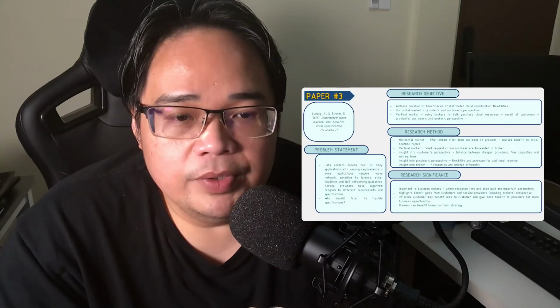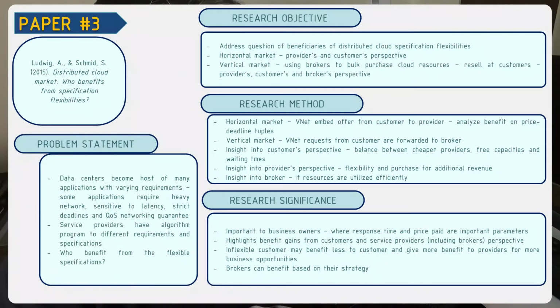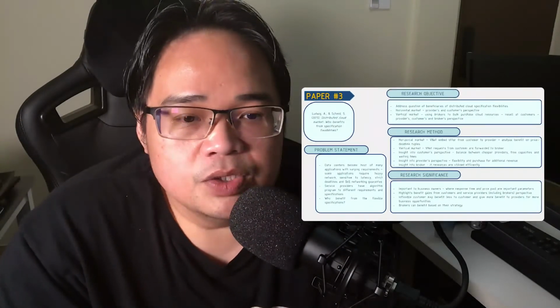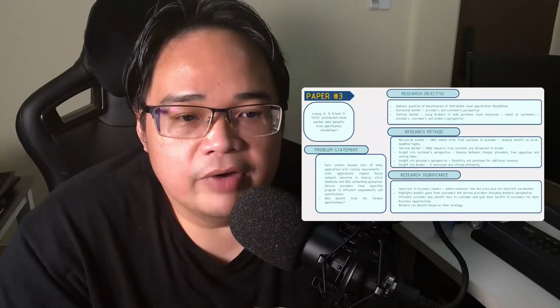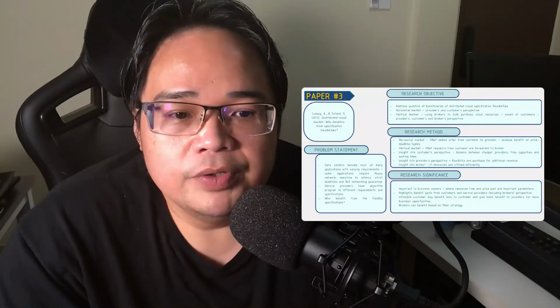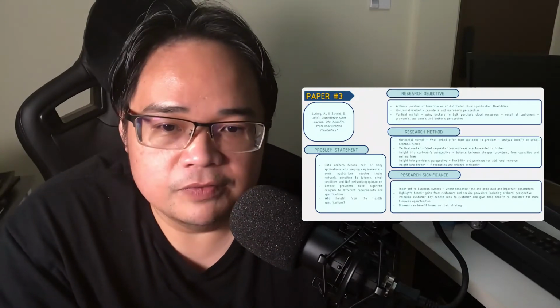In paper number 3, which is distributed cloud market, who benefits from specification flexibilities? Okay, the problem statement is, data centers become hosts of many applications with varying requirements. Some applications require heavy network, sensitive to latency, strict deadlines, and quality of service networking guarantee. Service providers have algorithms programmed to different requirements and specifications, and who benefits from the flexible specifications?